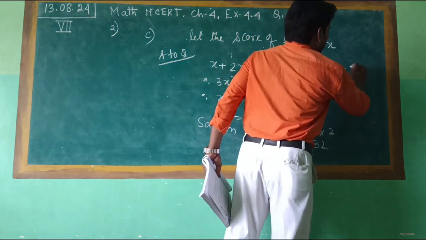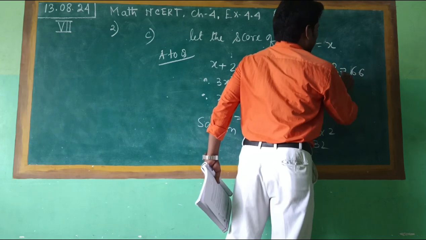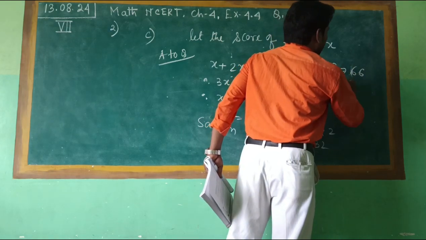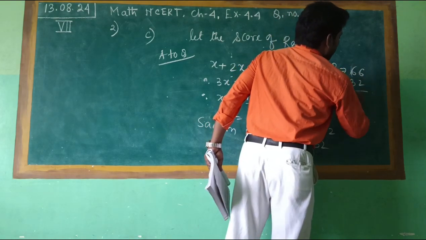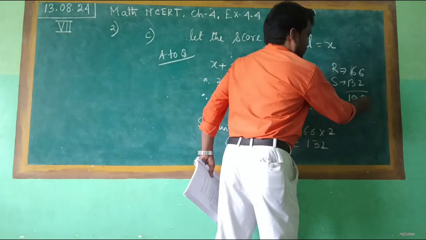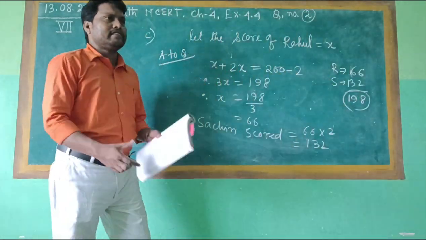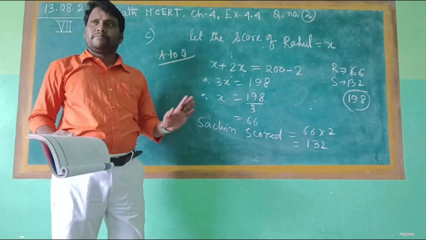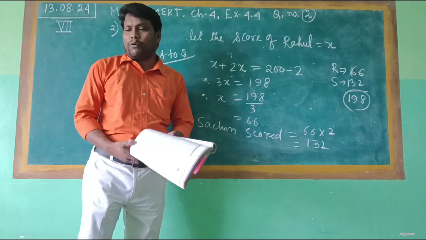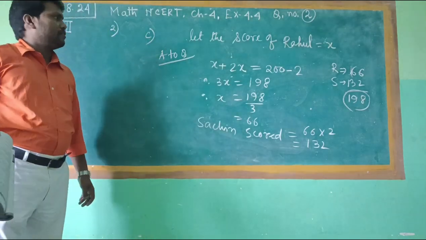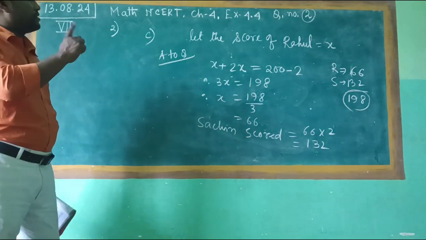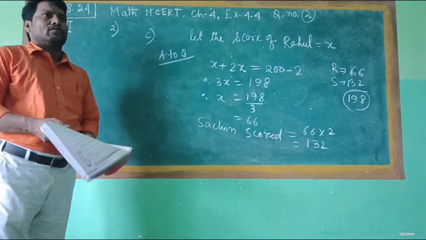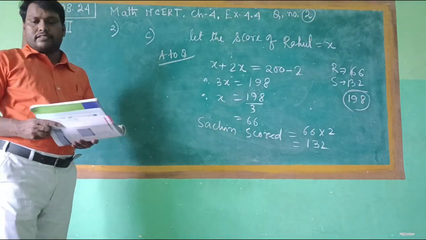Rahul 66 runs. Then Sachin scored 132. So total 198. So 198 means 2 short of double century. Understand? So this kind of problem you will solve from this chapter to the next classes. Okay.